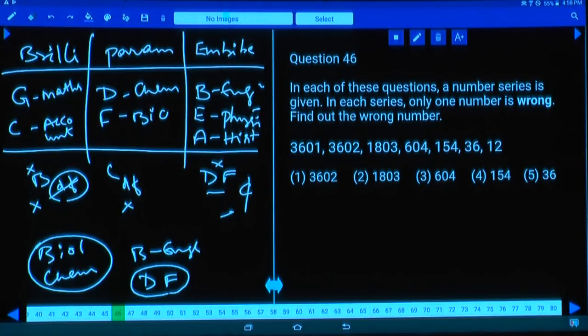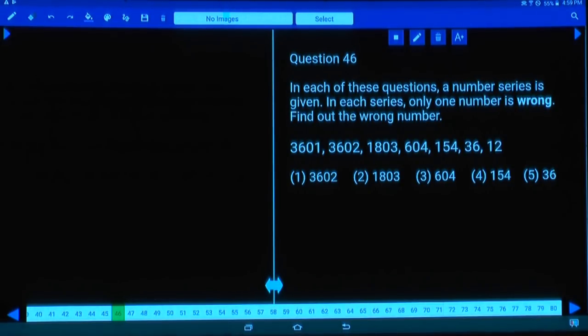Now in this question number 46: 12, 36, 154, 604, 1803, 3602, 3601. Now if you observe here, in these cases what happens? The numbers are decreasing. As the numbers are decreasing, we should always start in the reverse order, isn't it? Now in the reverse order, 12 into 3 is 36, it is straight away.